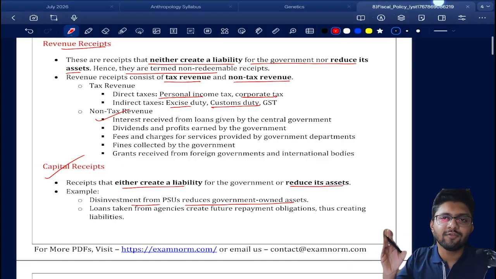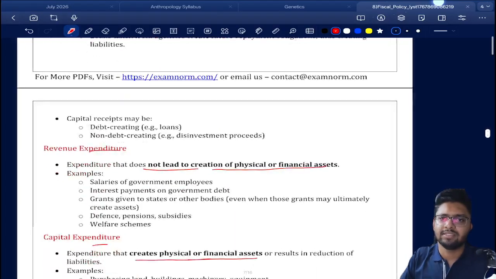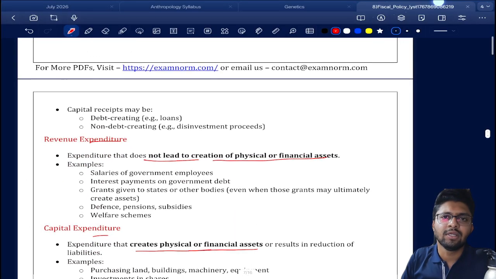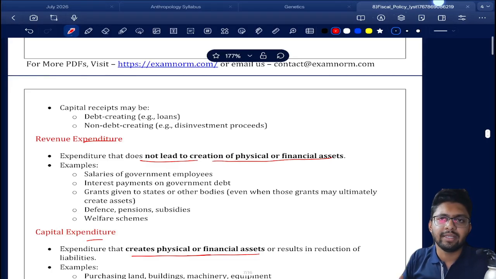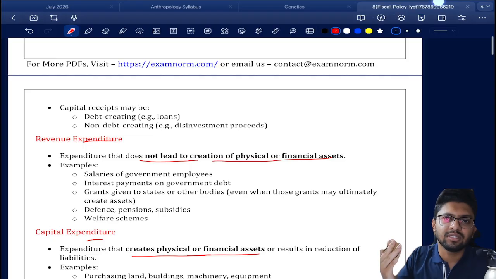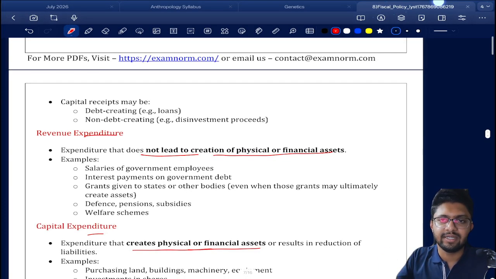The money that I would get out of it is a capital receipt. Okay, just remember that. And similar is the case with revenue expenditure. The money that I am spending on a day-to-day basis, to pay the salaries, to pay the daily expenses, like to pay the electricity bill of a ministry or a government office, is called revenue expenditure. I'm not getting anything in return by paying an electricity bill.